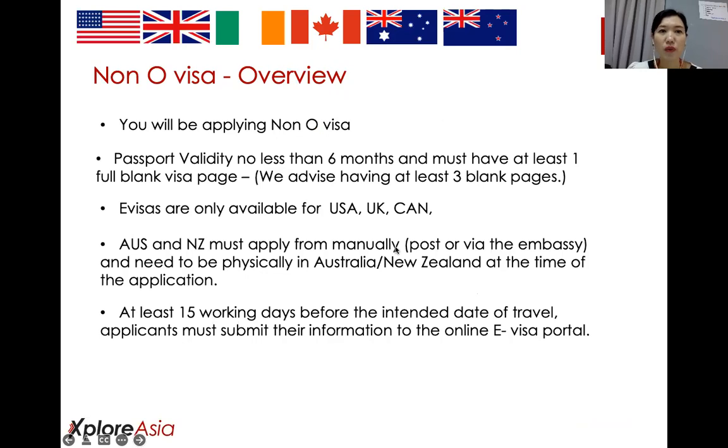For the overview of the visa, you have to apply for the non-O visa. The passport validity must be no less than 6 months, and we require at least 1 full blank page for the visa. The e-visa can be applied for by people who come from the US, the UK, Canada, and Ireland. For people from Australia and New Zealand, you have to apply manually and post it to the embassy. The visa takes around 15 working days for approval.